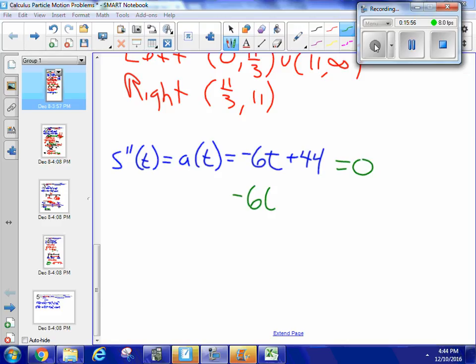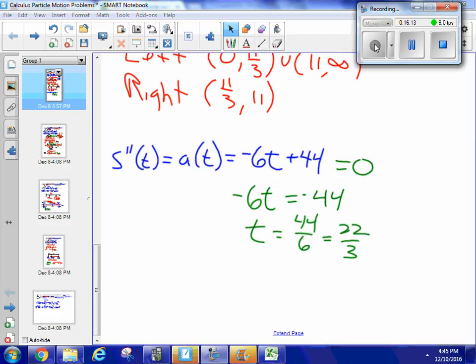I get t is equal to 44 over 6, which is the same thing as 22 thirds. So that is when my acceleration hits 0. So I'm going to do the same thing with the number line. I'm going to go, here's 0, and here is infinity. And, well, let's make this number line look similar to that number line.